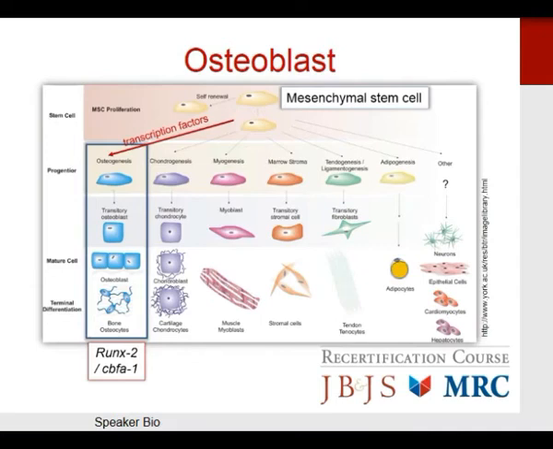So the interplay between RANK and RANK ligand is very important for osteoblasts and osteoclasts to communicate with each other. RANK is a receptor on osteoclasts. RANK ligand is a protein produced by osteoblasts, which stimulates osteoclasts. So when RANK ligand is produced, it stimulates the osteoclasts to go into action. Osteoprotegerin is also a protein produced by osteoblasts, but this inhibits osteoclasts. So RANK ligand stimulates osteoclasts, osteoprotegerin inhibits osteoclasts.